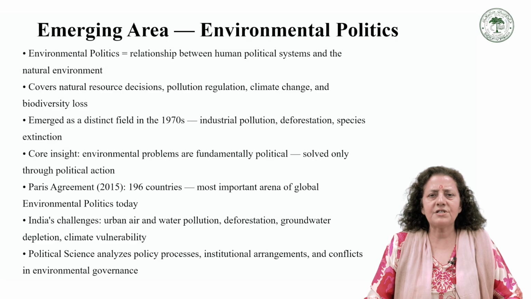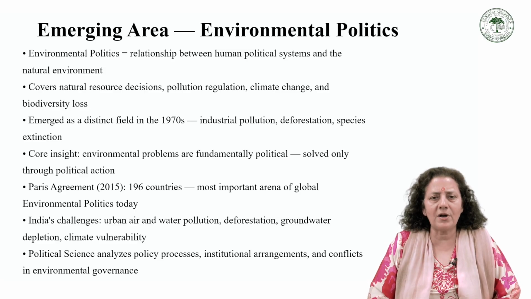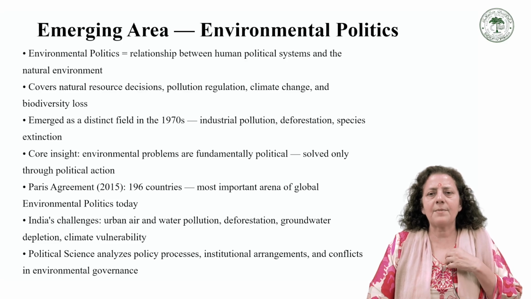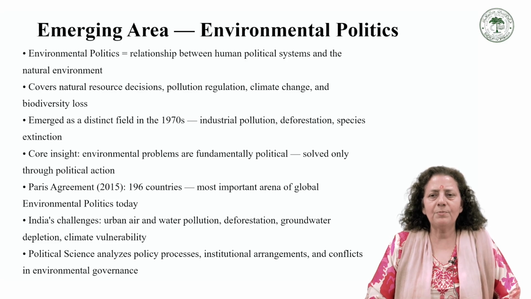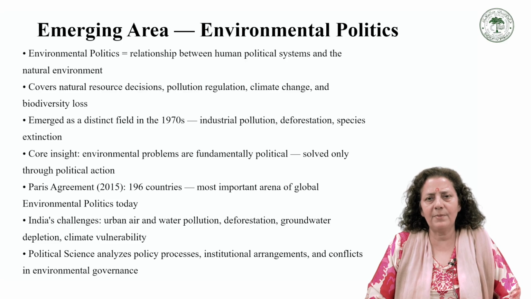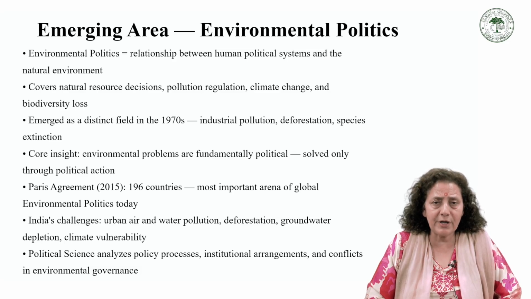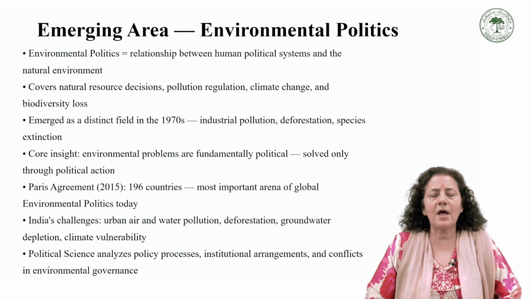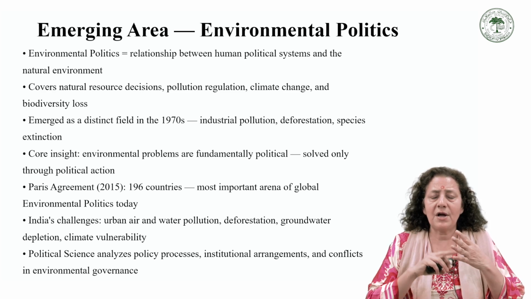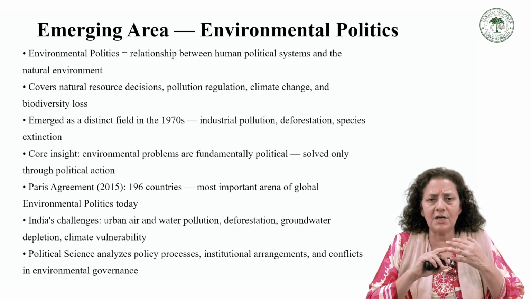The second important emerging area is environmental politics, also called green politics or eco-politics. Environmental politics examines the relationship between human political systems and the natural environment. It is concerned with how political institutions make decisions about natural resource use, ecosystem protection, pollution regulation, and response to global environmental challenges like climate change, biodiversity loss, and desertification.